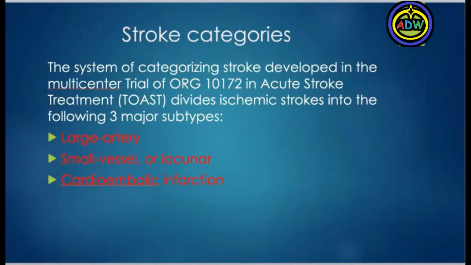Small vessel or lacunar strokes occur when there is diabetes or hypertension, and usually involve deep branches of the middle cerebral artery, anterior cerebral artery, and posterior cerebral artery. And cardioembolic infarction, as I already told, the most common source of embolism is cardiac problems. Most common is atrial fibrillation.